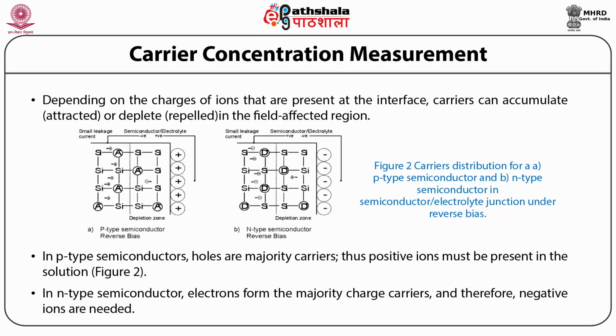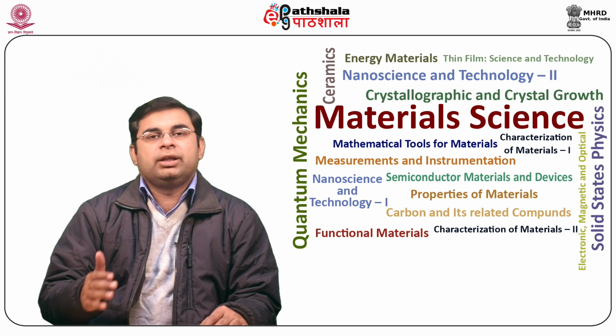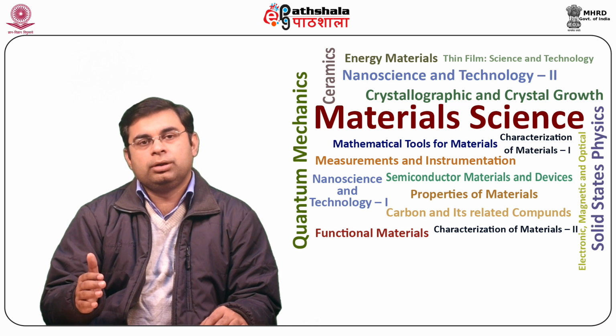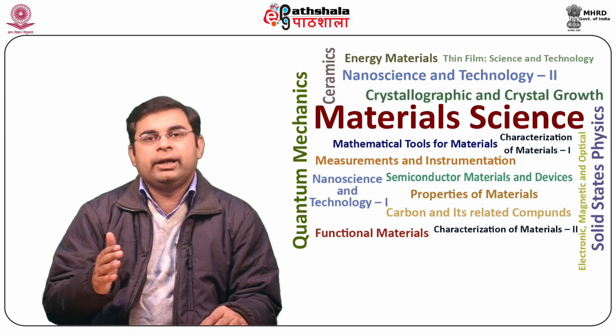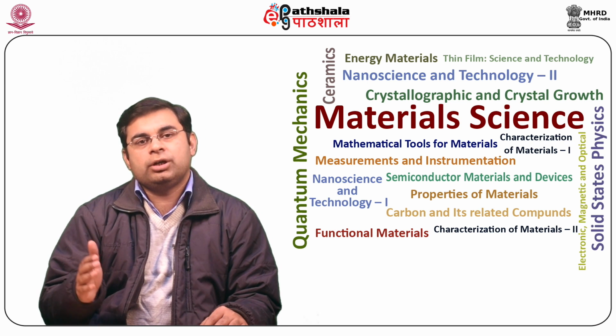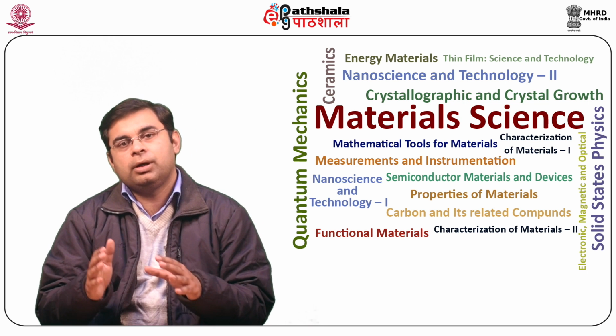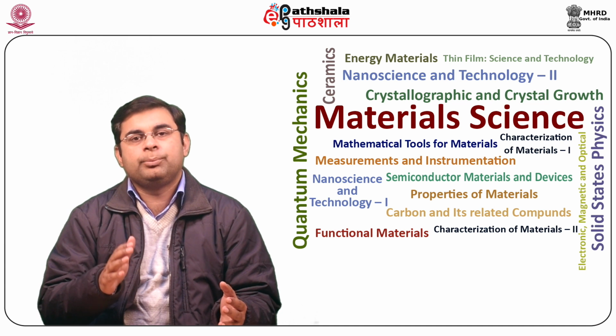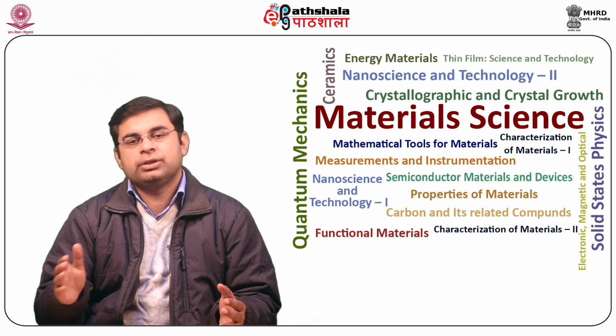In n-type semiconductor, electrons form the majority charge carriers and therefore negative ions are needed. So, the semiconductor needs to be more positive than its equilibrium value as shown in figure 2. If the electrolyte is concentrated, normally greater than 0.1 molar, the semiconductor electrolyte interface acts as a Schottky junction. The potential drop across the Helmholtz layer is constant and the surplus applied potential drops across the depletion layer.